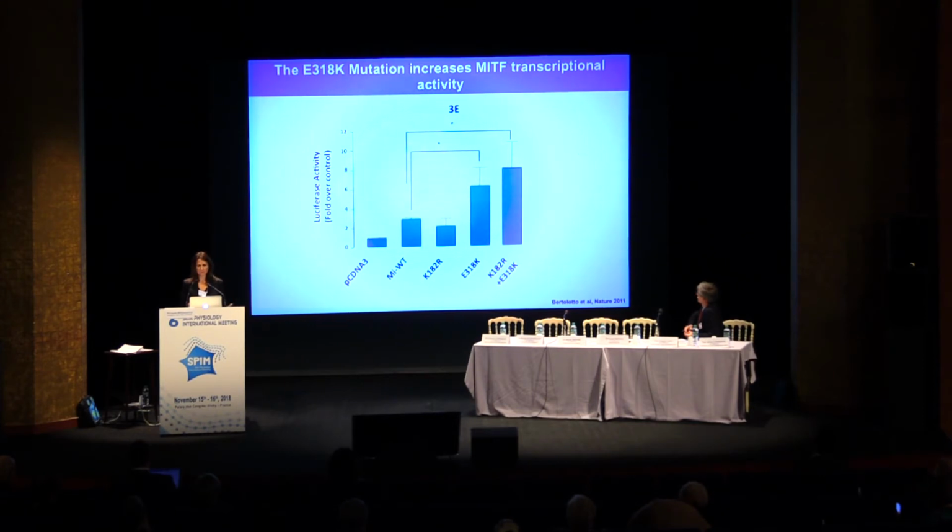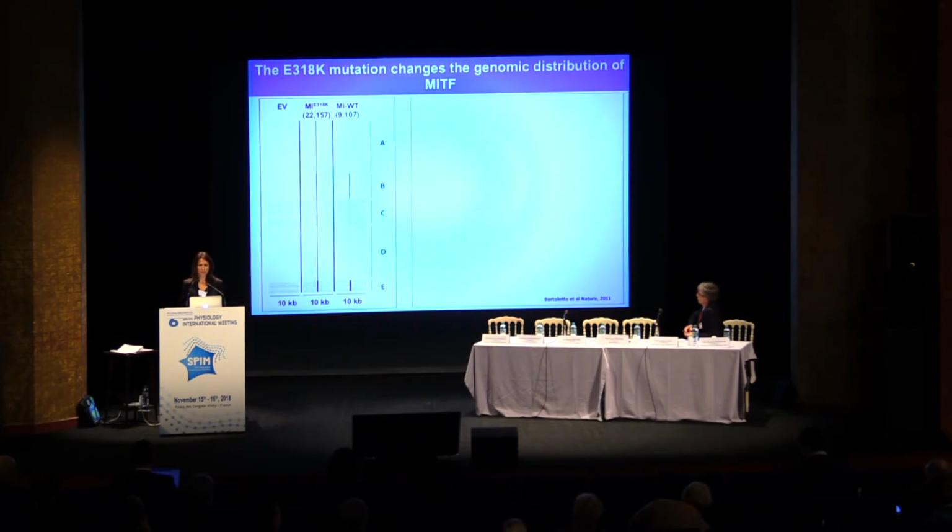So because this mutation stimulates the transcriptional activity of MITF, and because MITF binds to DNA, we performed a genome-wide analysis of the wild-type form of MITF and its mutant form. And what this experiment shown here told us is that the wild-type form of MITF binds to about 9,000 loci, and the mutant form to about 22,000 loci, the difference being a large number of weakly occupied sites by the mutant form of MITF.